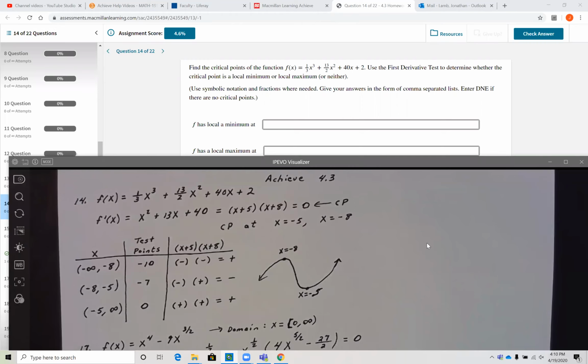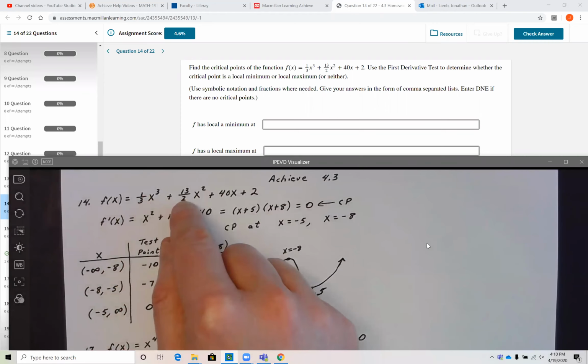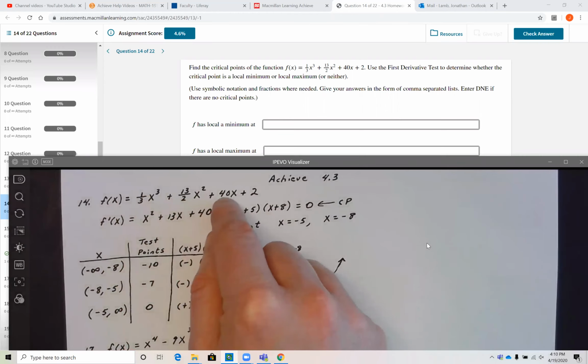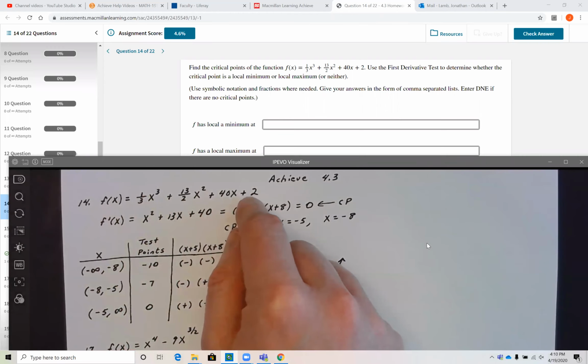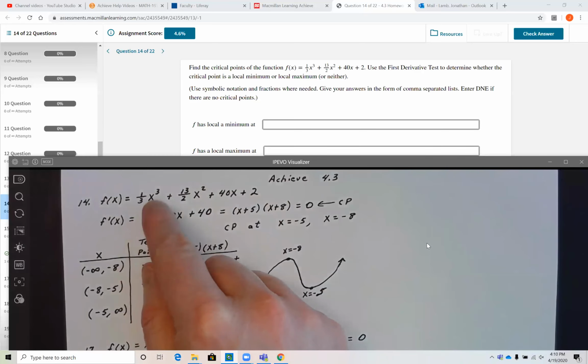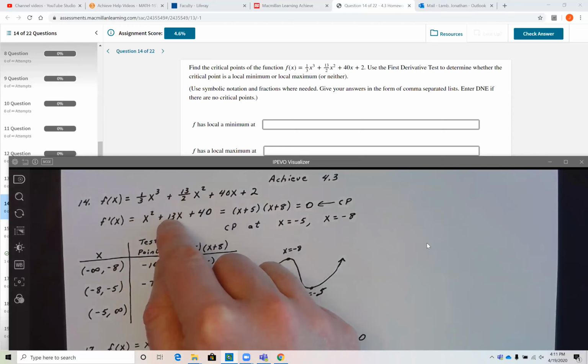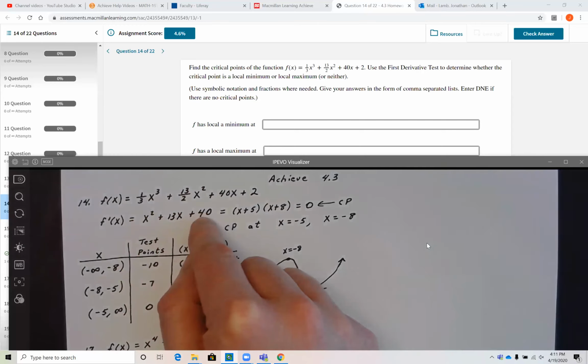in this video. In 14, we have a cubic function, f of x is equal to 1/3 x cubed plus 13/2 x squared plus 40x plus 2. In order to do the first derivative test, we take the first derivative. So pretty straightforward here, just power rule. We're going to get x squared for our first term. The 2 comes down, multiplies the 13/2 just to give us 13x to the first plus 40.